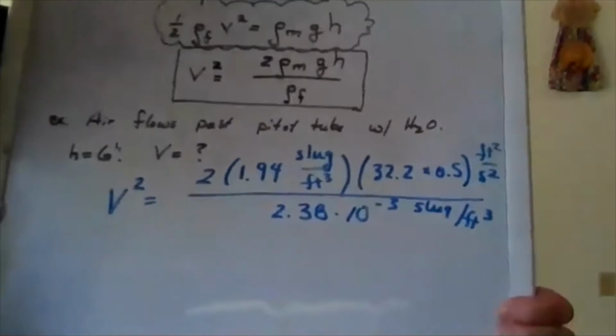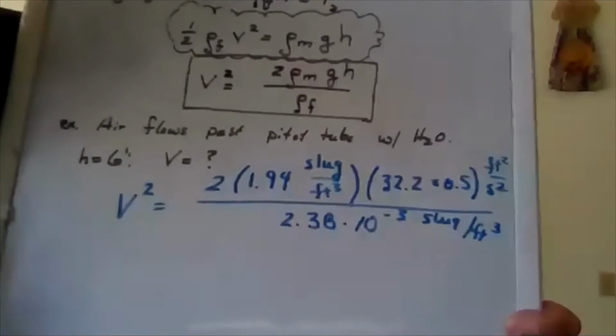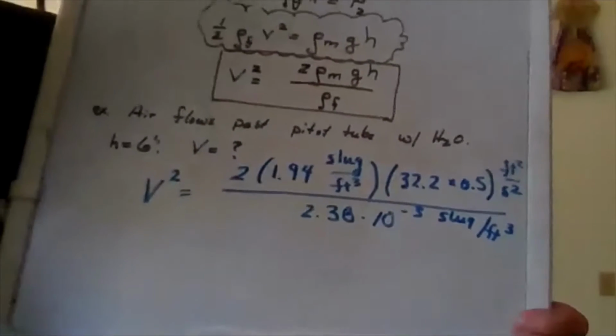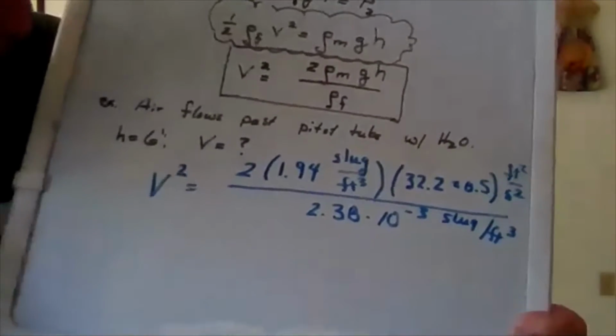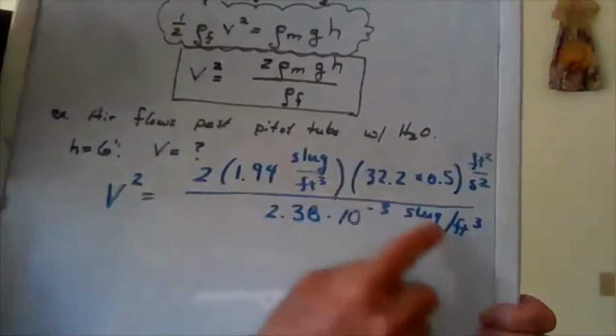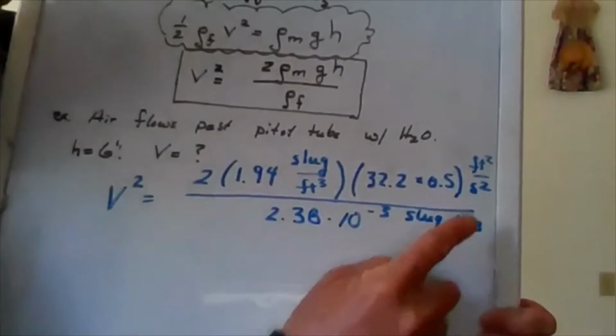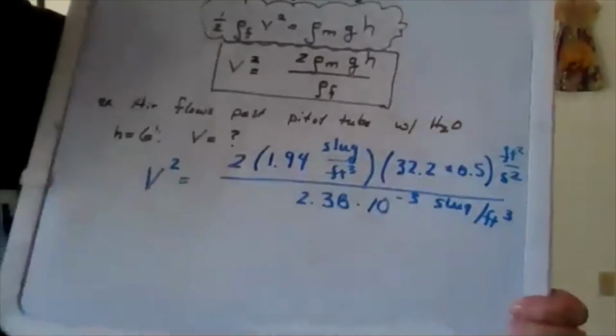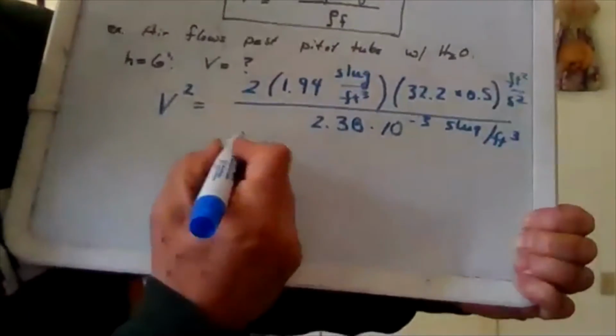Obviously, you could find other densities by using the ideal gas law or tables in the book. Okay, and when I crank through that, for v squared, I get a very large number. The units work out nicely. The slugs go away. The slug per foot cubed goes away. And I'm left with feet squared per second squared. So then I just need to do the square root on my calculator.